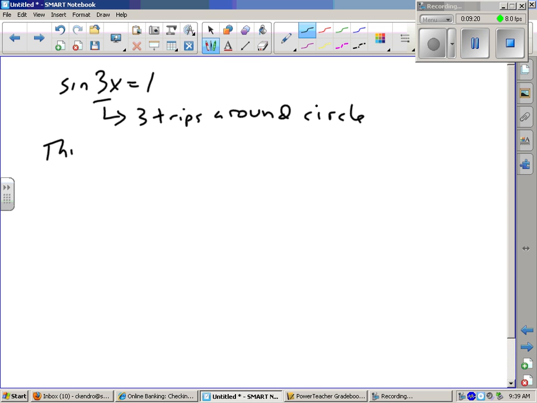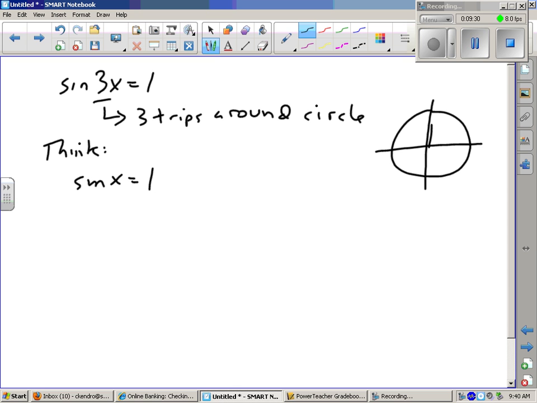So we are going to think of just sine of x equals 1. Now that happens, sine of x equals 1 right here at pi over 2. So that's the answer. Now that's, if I'm going around the circle, the first time I hit there. Now if I keep going around and I hit it again, I'm going to be at 5 pi over 2.